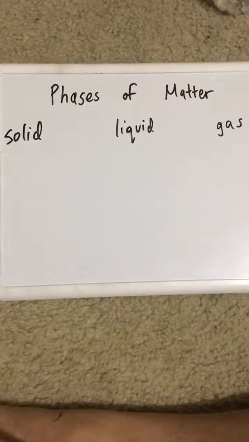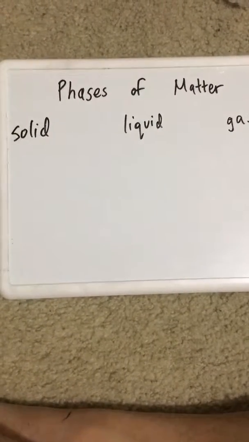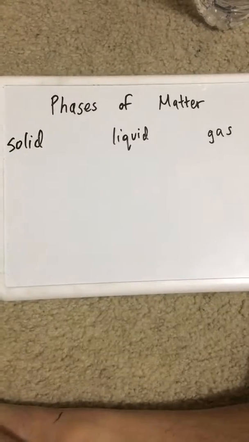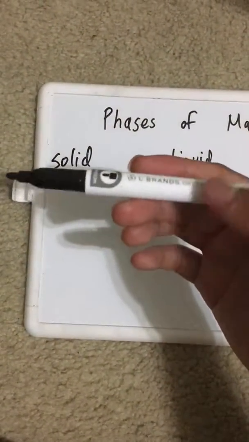So now we've learned about matter. All matter is solid, liquid, or gas. These are the phases that matter can be in. An example of a solid is this pen.